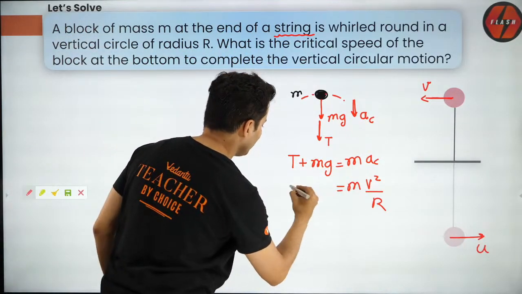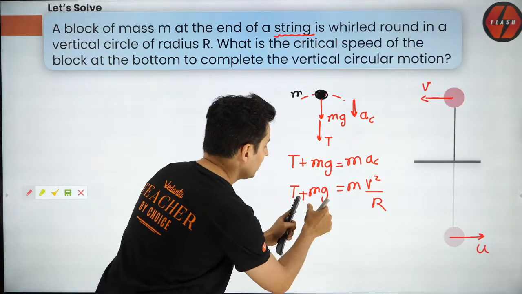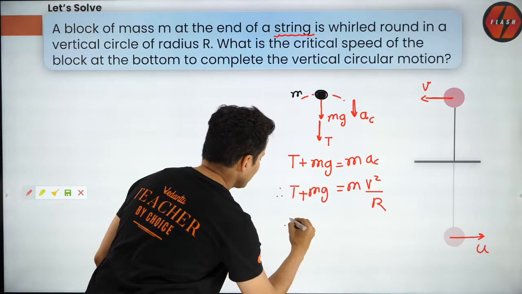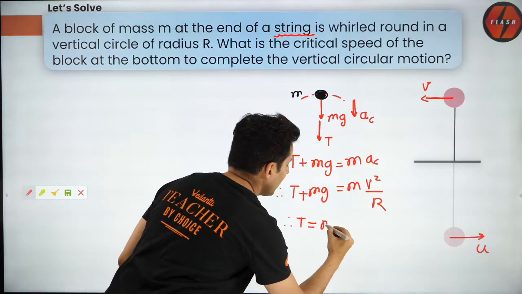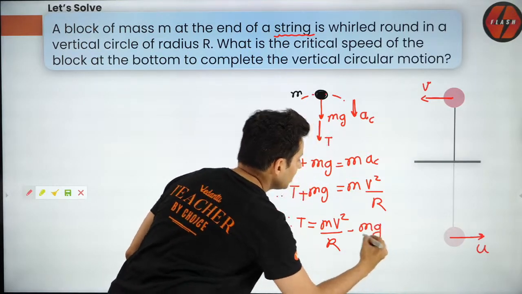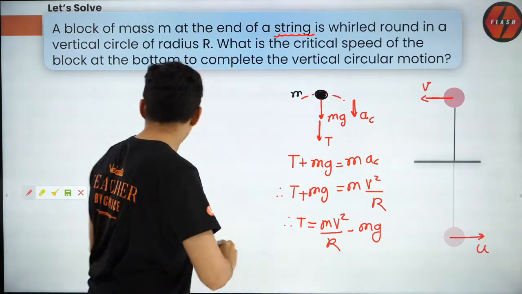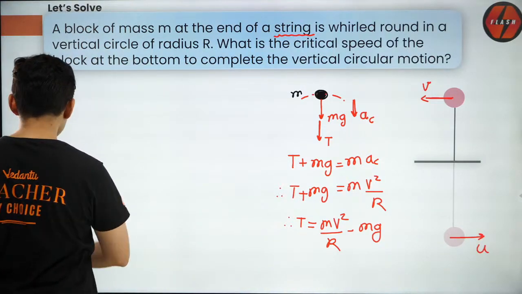Okay, now once I get this, just think about what is the value of tension? So tension will be mv square by r minus mg. Okay, interesting thing. Observe this. Observe this carefully now.